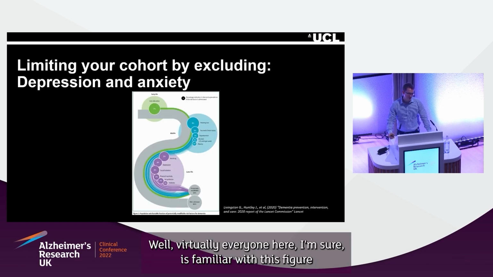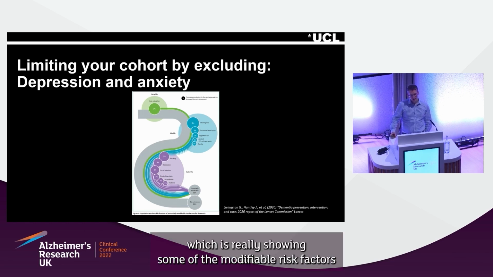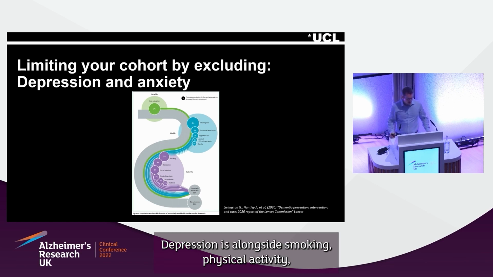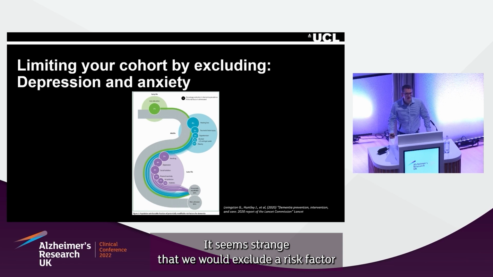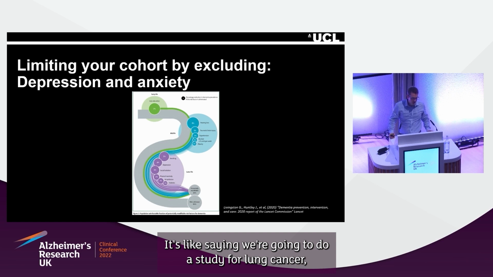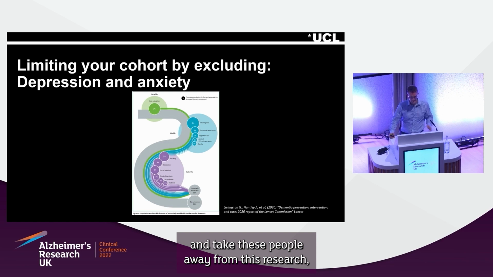Virtually everyone here, I'm sure, is familiar with this figure from the paper a couple of years ago now, which is really showing some of the modifiable risk factors for the development of dementia. Amongst those was depression. Depression is alongside smoking, physical inactivity, and diabetes as a later life risk factor. It seems strange that we would exclude a risk factor from a study that's looking at a cure. It's like saying we're going to do a study for lung cancer, but we're not going to have any smokers taking part. It's a strange thing to try and take those people away from this research.